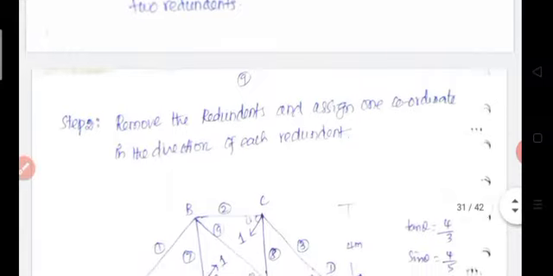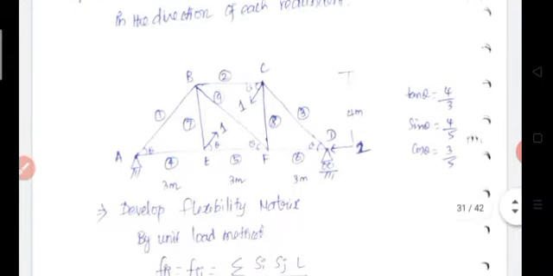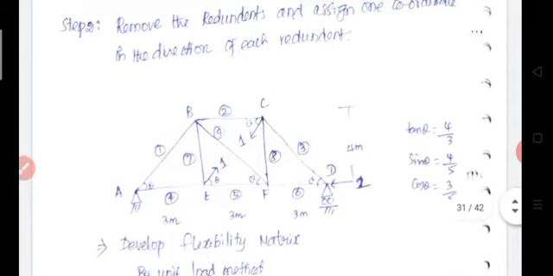Then the second step is to remove the redundants and assign one coordinate in the direction of each redundant. The first redundant is the internal redundant: we remove the F10 force and assign coordinate 1 for F10. The second redundant is the HD reaction. Remove that HD reaction, and now it becomes a roller support. Assign coordinate 2 for HD.